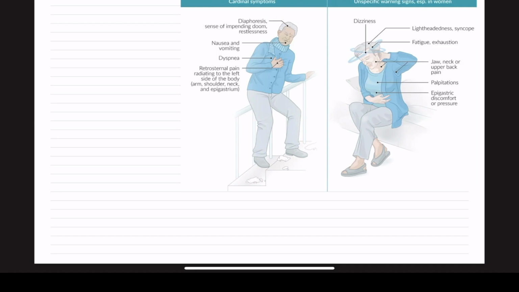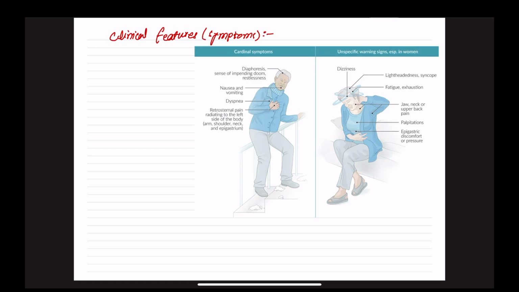So let's discuss some symptoms of the heart attack. During a heart attack, the person feels some typical features, which are also called the cardinal symptoms. The first one is diaphoresis, sense of impending doom, restlessness, nausea, vomiting. The patient can also feel dyspnea. There is retrosternal chest pain that is radiating to the left side of the body.